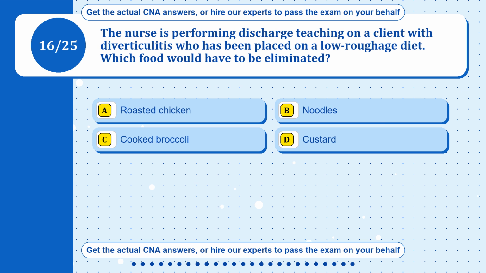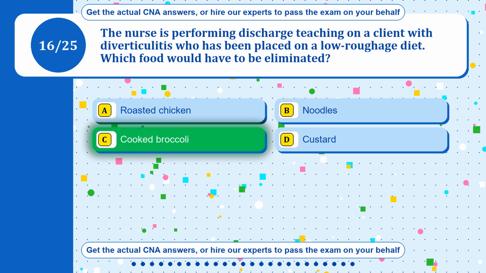Question 16. The nurse is performing discharge teaching on a client with diverticulitis who has been placed on a low roughage diet. Which food would have to be eliminated? Option A, roasted chicken. Option B, noodles. Option C, cooked broccoli. Option D, custard. The correct answer is option C, cooked broccoli.